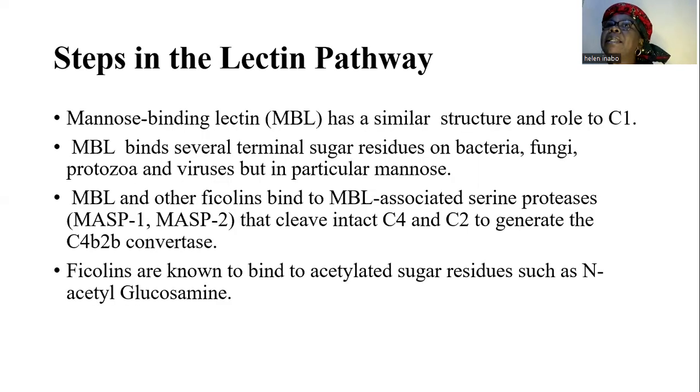Here you have lectins in blood circulation, and these lectins are produced by the liver. What are they? They are proteins that recognize and bind to specific carbohydrate groups. These specific carbohydrate groups can be found in the bacterial cell wall, fungal cell wall, protozoal cell membrane, and the viruses.